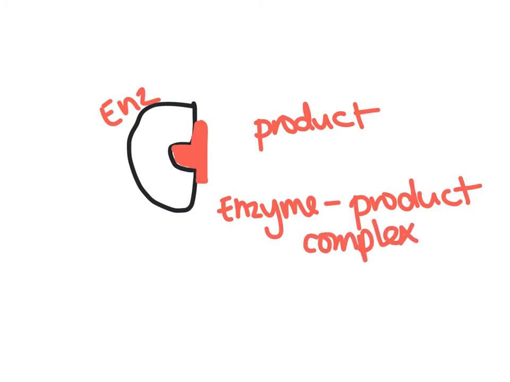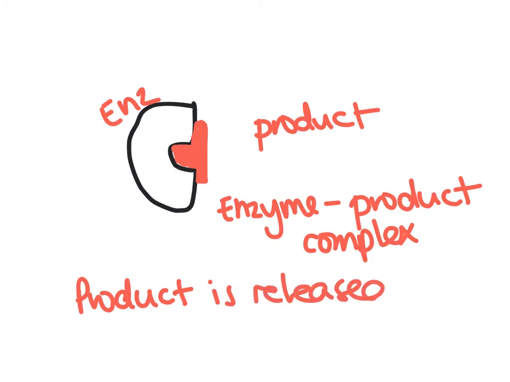The product no longer is an exact fit to the active site, so the product is released. And if the product's released, the enzyme looks the same as it did at the very start. The enzyme is unchanged and it's ready to catalyse the same reaction over and over again. So basically the enzyme is reused or recycled.